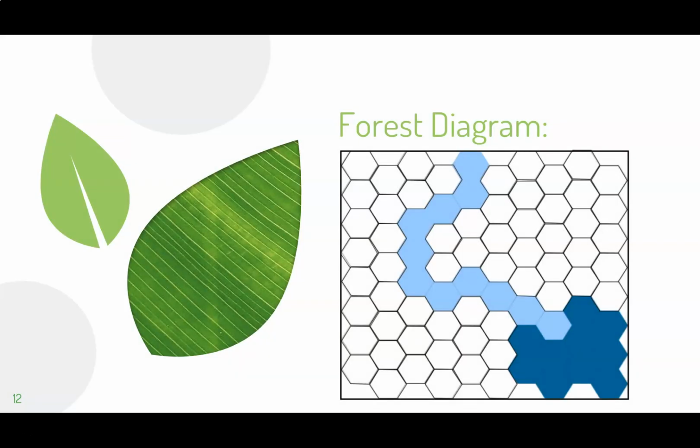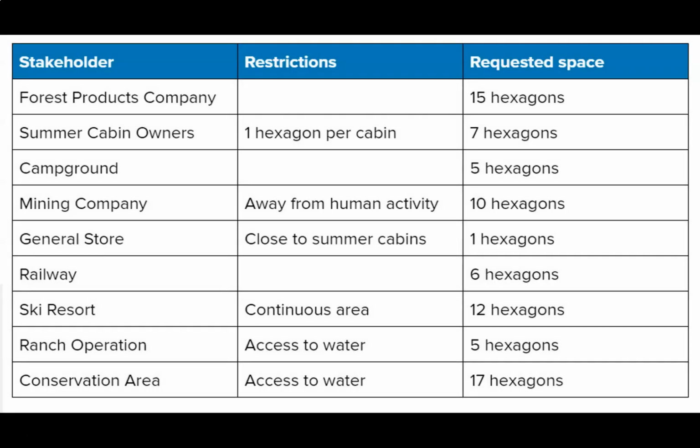Here is our map of our forest, so you can see that the river is in light blue and the lake has been represented in dark blue. And then we have a list of all of our stakeholders. So the first one is the forest products company. So they would be collecting raw materials, and they have requested 15 hexagons. The summer cabin owners have requested 7 hexagons because they require 1 hexagon per cabin.